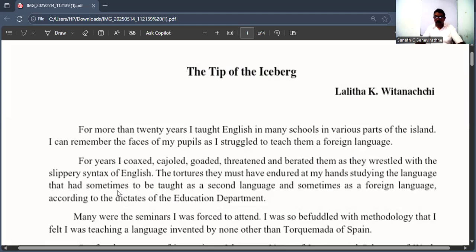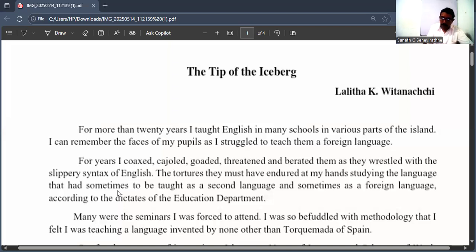Okay. Let's discuss the short story, The Tip of the Iceberg. That day I discussed only. Now I am giving the note. Topic, The Tip of the Iceberg by Lalitha Withanachchi. It is the title.